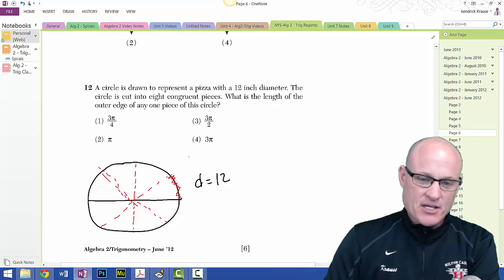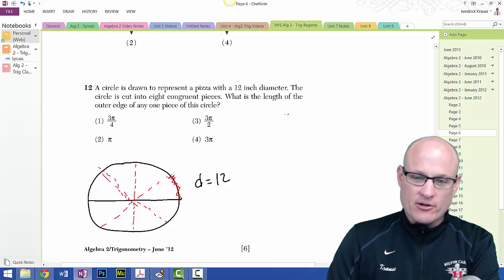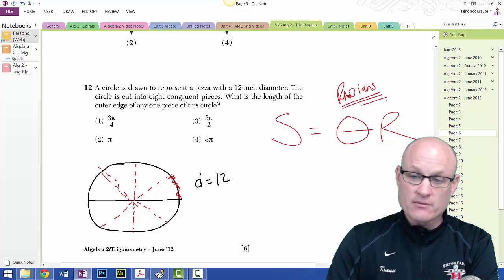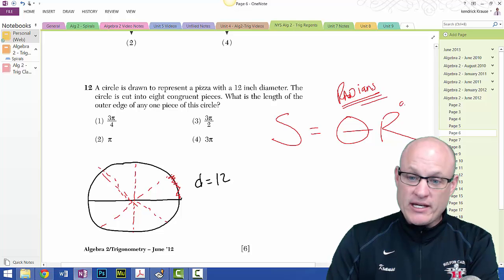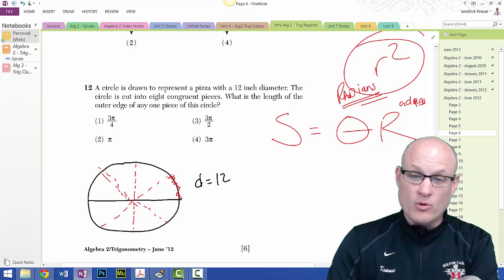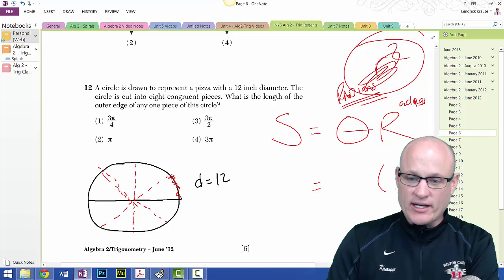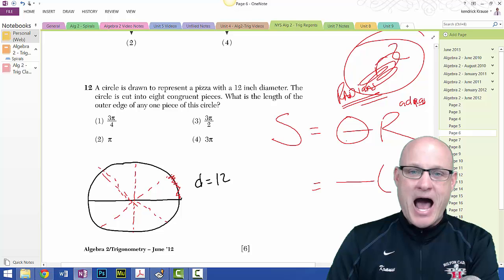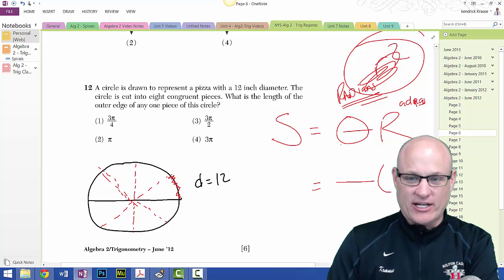Now, let's see. I remember that when we're talking about the outer curve, I'm going to use this formula, S equals theta r, where theta must be in radians. And this is my radius. See, r. Radius, radians, r squared almost, kind of, but not really, but it's radians. So I know my radius is 6. I just have to figure out what theta is.